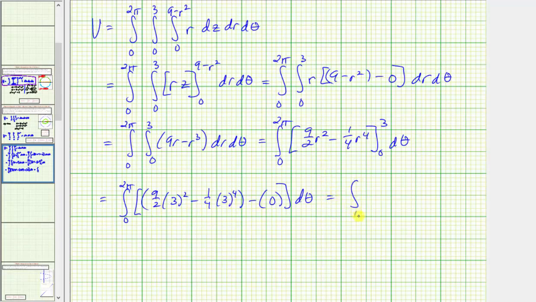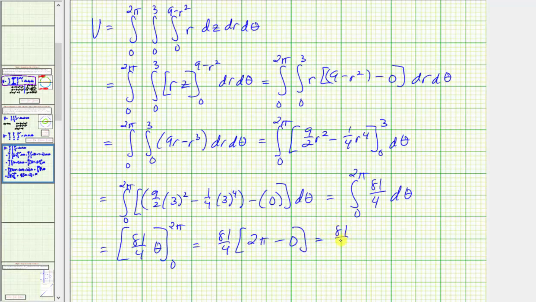So now we have the integral from 0 to 2 pi of 81/4 integrated with respect to theta. So we have 81/4 theta. And now we find, again, big F of b minus big F of a. So when theta is 2 pi, we have 2 pi. When theta is 0, we have 0. So we have 81/4 times 2 pi, or 2 pi over 1. Simplifying, we get exactly 81 pi divided by 2, and this is volume, so this would be cubic units.